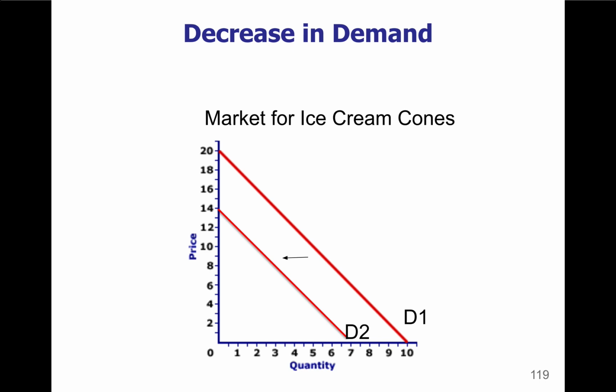Demand can also shift to the left. Anytime a line shifts to the left, it is called a decrease. So this is a decrease in demand. Something has happened in this market that all of the customers who were willing to buy ice cream cones now want to buy less ice cream cones in total.